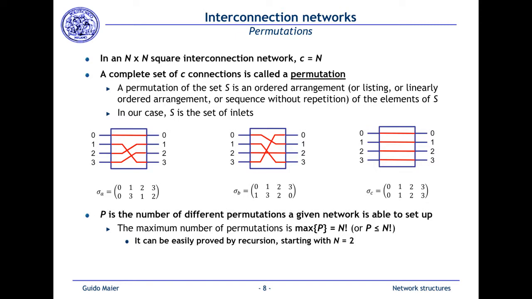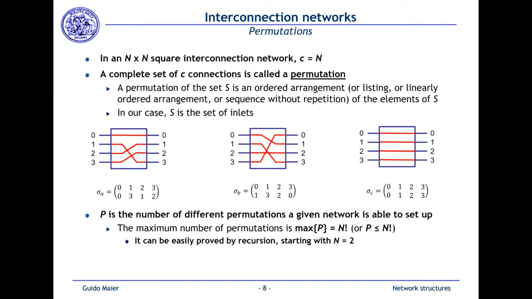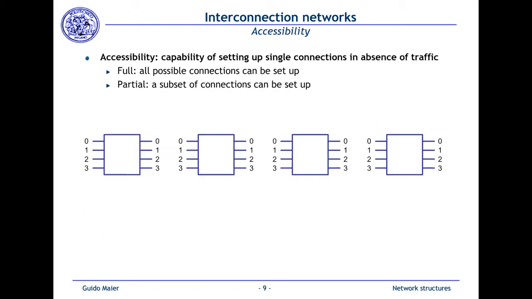Questions? Okay, so this is another important concept that we have introduced, the concept of permutations. And now we start with the first property that the interconnection network can have.